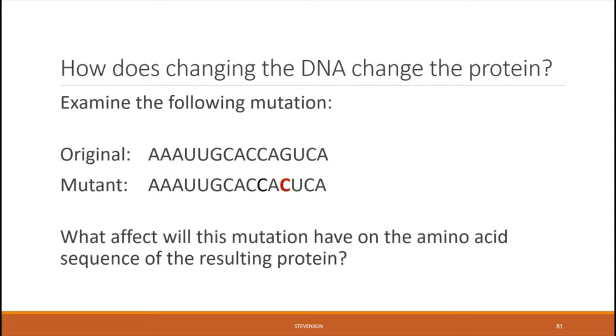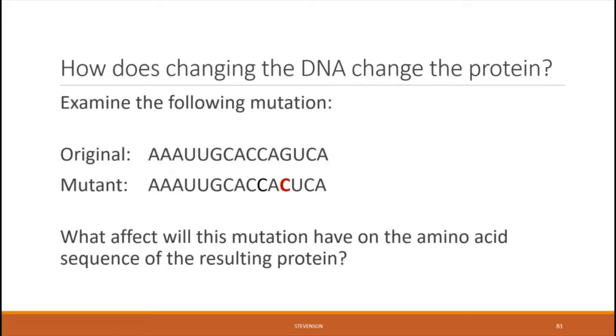So I've created these hypothetical mutations here where we have an original sequence of a piece of messenger RNA. You can tell that this is the messenger RNA and not the DNA because it has U's instead of T's. And then I have a mutant where I have changed one letter between the original sequence and the mutant. And we want to find out what effect this mutation will have on the amino acid sequence of the resulting protein. The first step is that you have to figure out what the codons are.